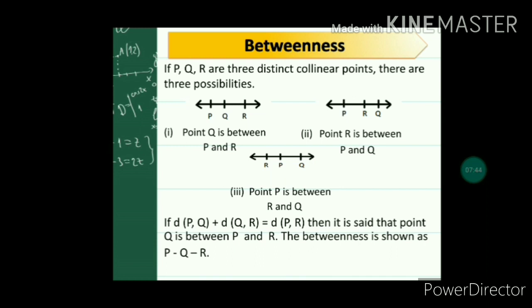If distance of PQ plus distance of QR is equal to distance of PR, then it is said that point Q is between P and R. The betweenness is shown as P-Q-R.